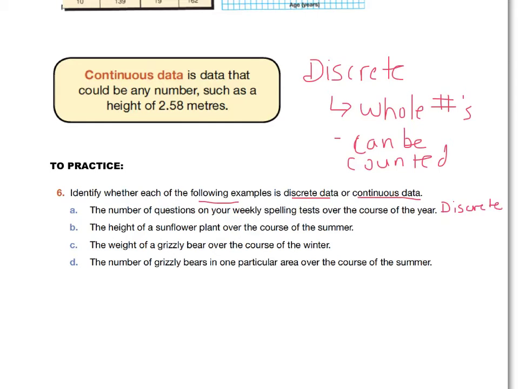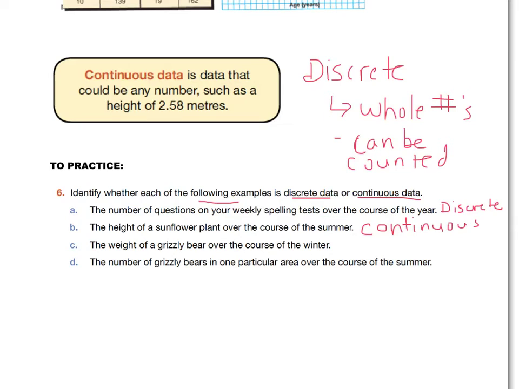Let's take a look at the next one. The height of a sunflower plant over the course of a summer. Well, remember when things are growing in height, they're constantly growing. It doesn't just jump. So there's a constant growth from month to month. So that would be continuous data. The plant can be 6.54 centimeters tall, for example.